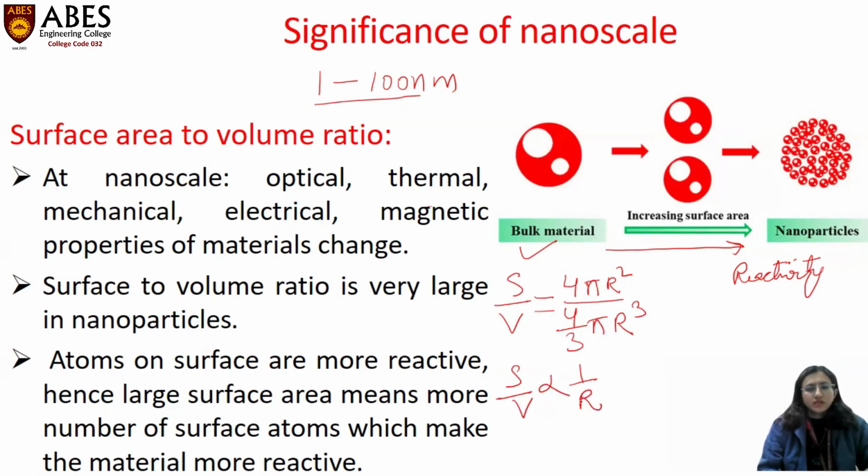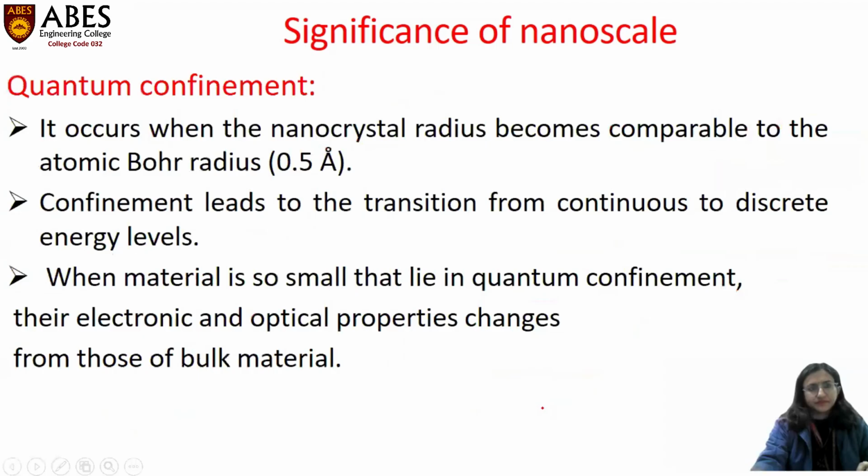The rest of the values are constant. If we compare bulk and nanoparticle, bulk has a comparatively higher radius, so its surface to volume ratio will be less. While for nanoparticles, there are more atoms on the surface. Its size is less, so its radius is less, so the surface to volume ratio is increased. And so they are more reactive in comparison to the bulk material.